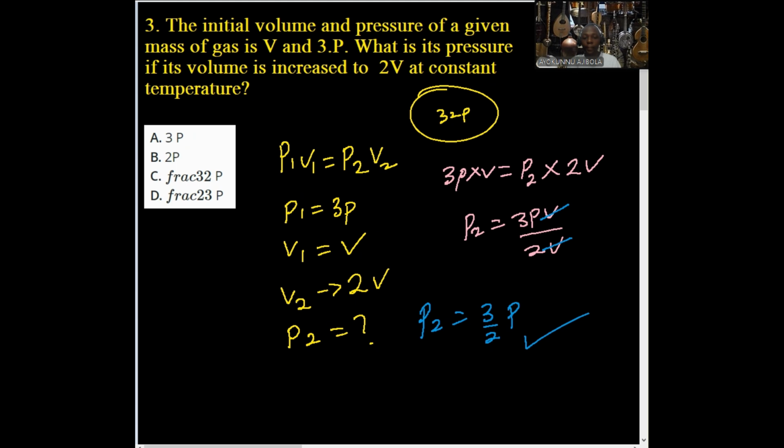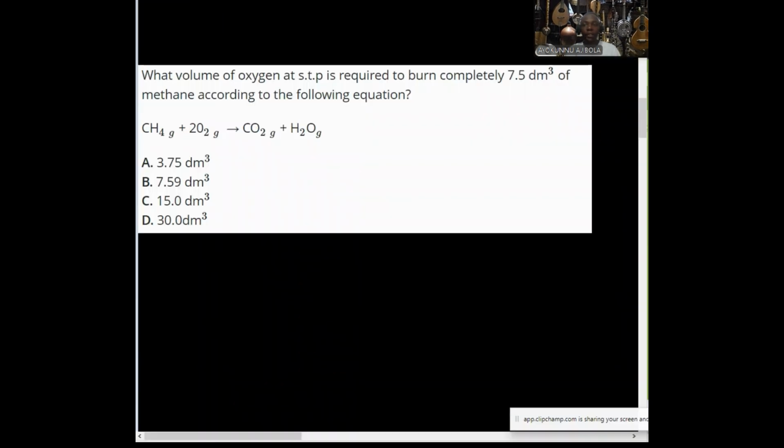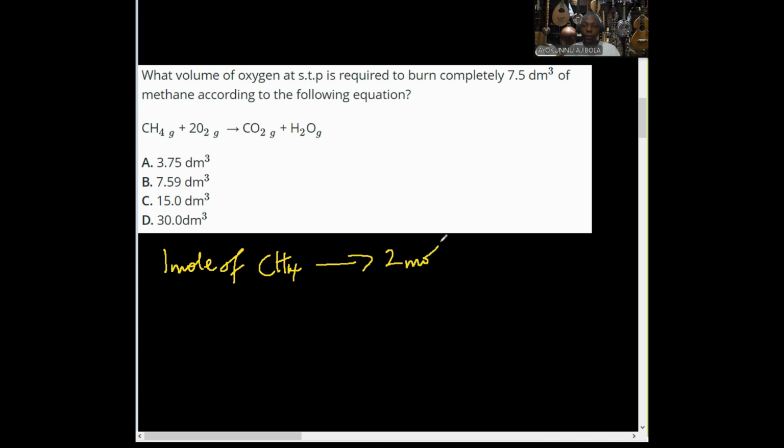Let's see. It says, what volume of oxygen at STP is required to burn completely 7.5 dm cube of methane according to the following equation? What we are to look out for in the equation is the number of moles required. Consider that 1 mole of CH4, it's only 1 mole there, reacts with 2 moles of oxygen. That is 1 and 2.